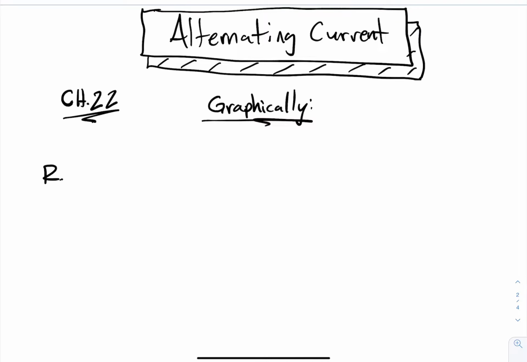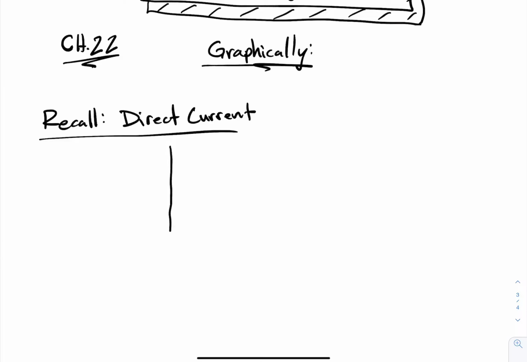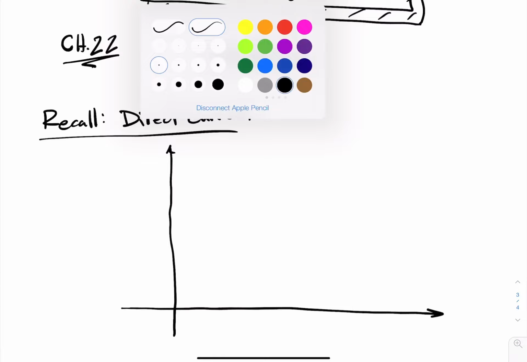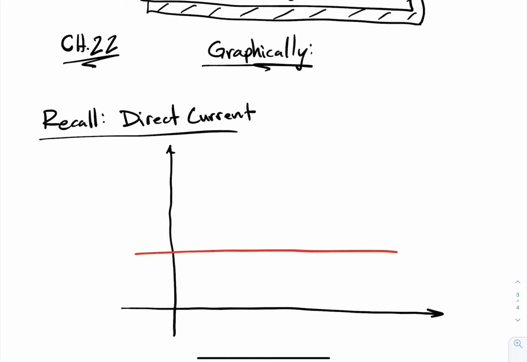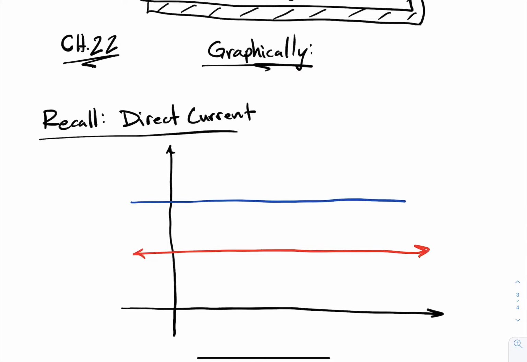The first thing we want to do is recall what direct current would look like. And you may have never done this before, and you'll see why we never really did this before. Well, you'll see how self-explanatory it is with direct current. So we have red for current, just like in class. And we'll have blue for voltage. Why not? And so this is our direct current voltage, and our direct current is in red. And so there you have it.